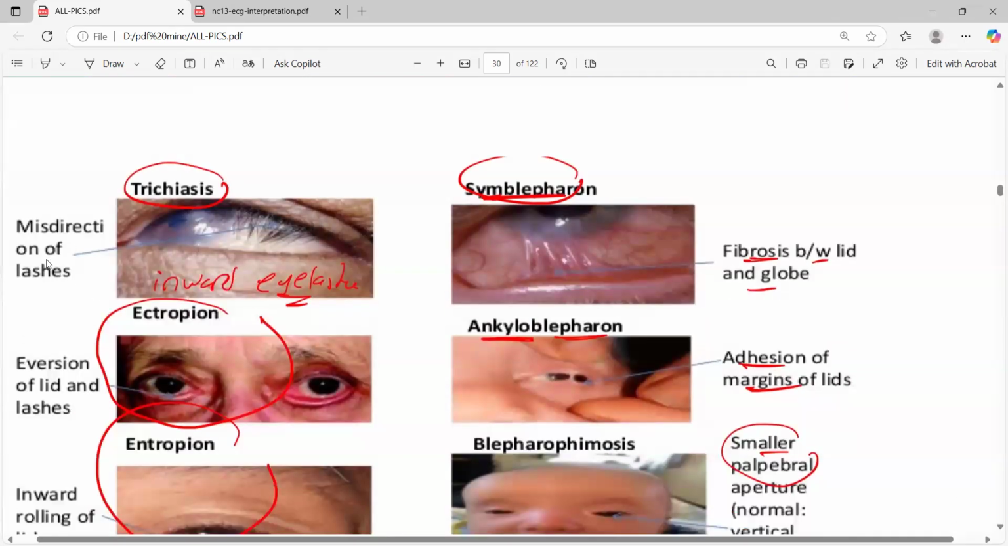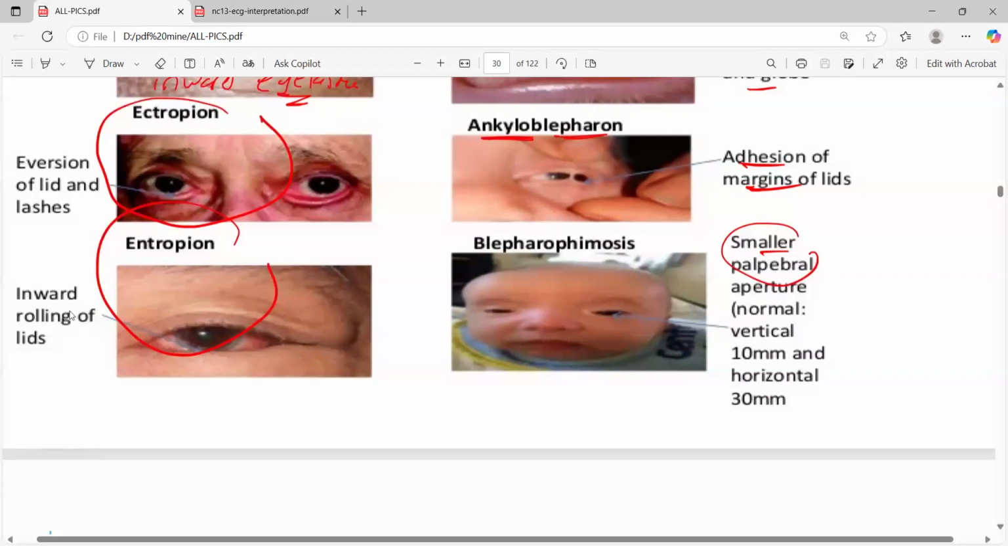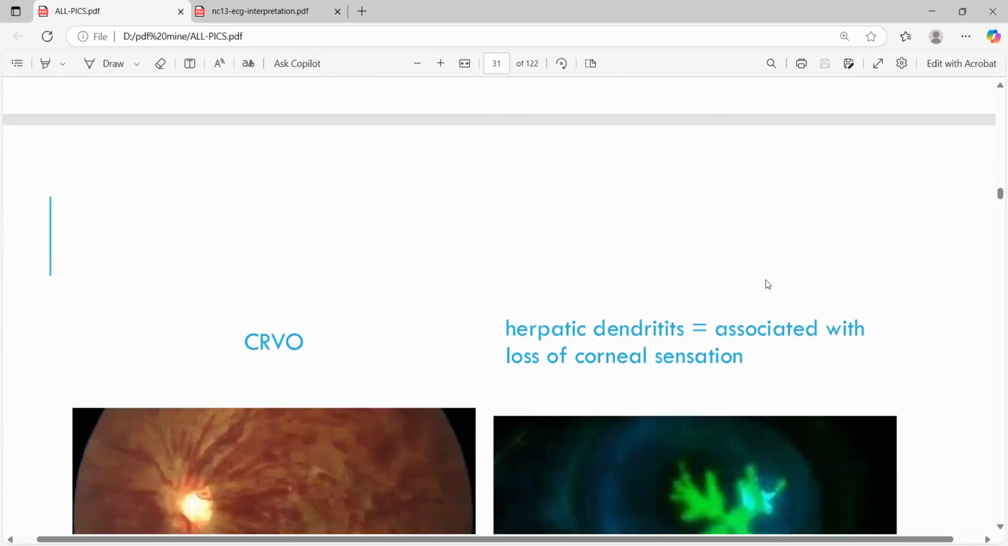Trichiasis, misdirection of the lashes going inward and poking the eyes. Then symblepharon, basically fibrosis between the lid and the globe. Then ectropion, basically eversion of the eyelid and the eyelashes, mainly seen in hypothyroidism. Then ankyloblepharon, basically attached eyelids. Then entropion, inward rolling of the eyelids. Then blepharophimosis, basically a small palpebral aperture that's swollen.